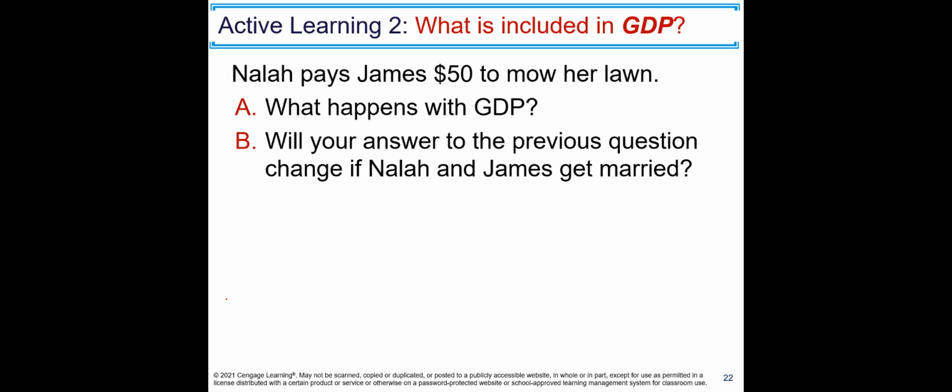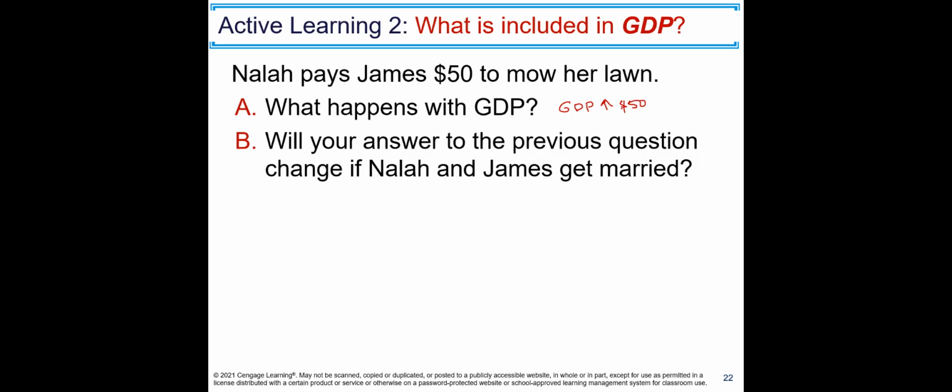Nala pays James $50 to mow her lawn. What happens with GDP? Since James is doing this for an income and there is a price, then GDP is going to increase. This is a service, and GDP is going to increase by $50, the value of the service.